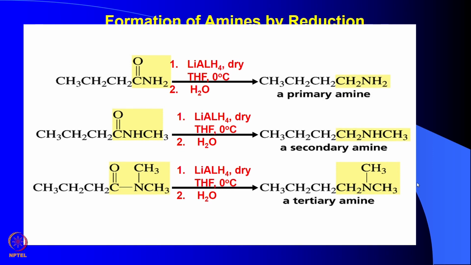Similarly, lithium aluminum hydride can be used to reduce the amides. The amides can be reduced to the corresponding amine, and it can form 1 degree, 2 degree or 3 degree amine depending on the environment of the amide.